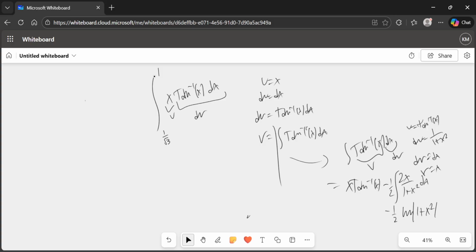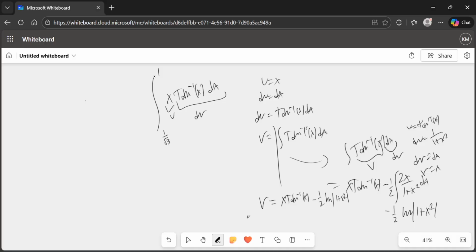Wait, it's not done yet, because that was just our v. Yeah. So v is equal to x tangent inverse x minus 1/2 ln of 1 plus x squared. Okay.